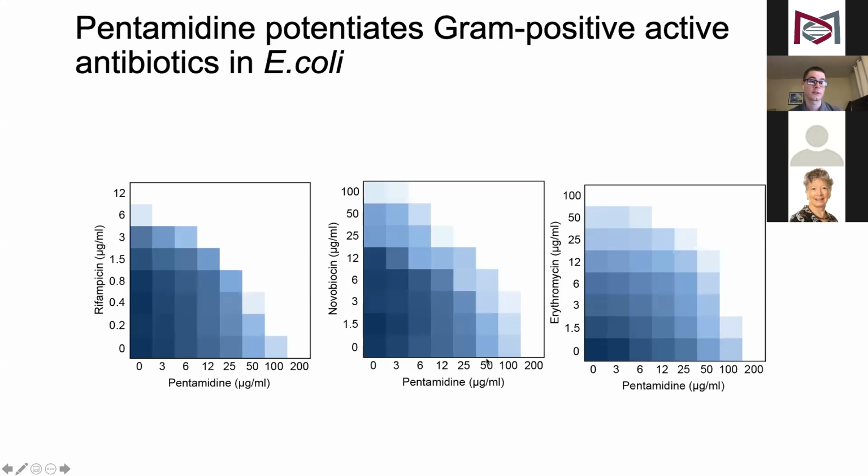We tested some additional gram-positive active antibiotics such as novobiocin and erythromycin. And in E. coli, we once again observed this staircase phenotype in our checkerboard assays, telling us that these compounds are acting synergistically.